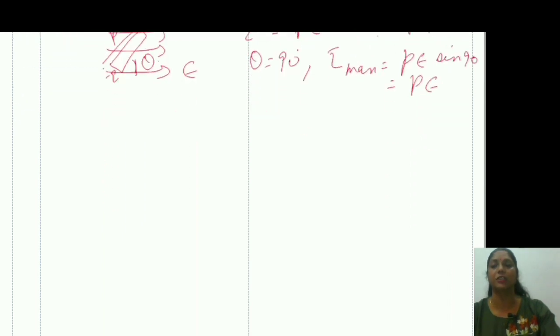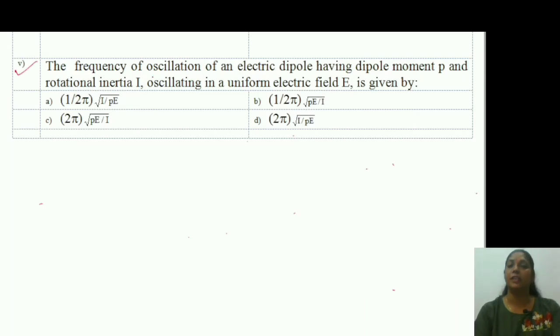Now one more last question of this paragraph. The last one is: the frequency of oscillation of an electric dipole having dipole moment P and rotational inertia I, oscillating in a uniform electric field, is given by. You have to find the frequency of the oscillating electric dipole.